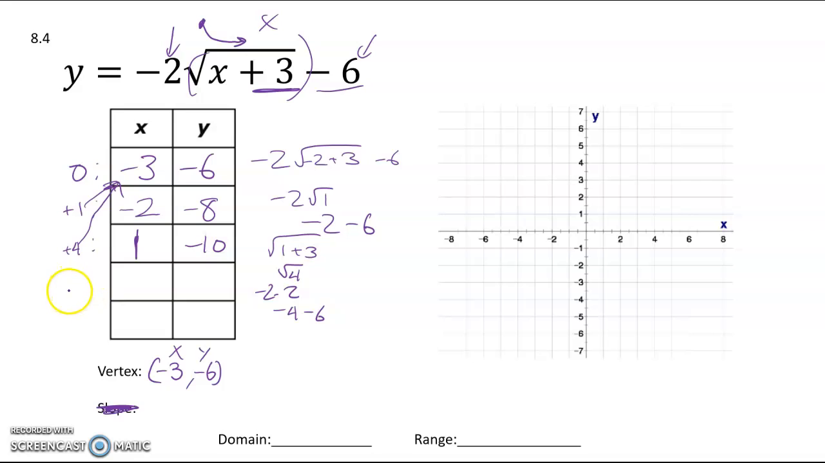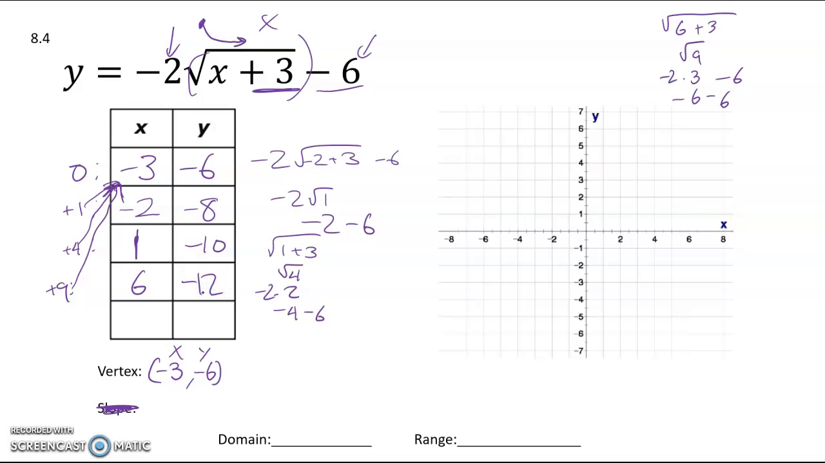We've got one more I'm going to do. The next one, I'm going to add 9 to the original. So 9 plus negative 3 gets me 6. I'm going to plug in 6. 6 plus 3 is the square root of 9, which is 3, times that negative 2, and then minus 6. Negative 2 times 3 is negative 6. Minus 6 gets me negative 12.